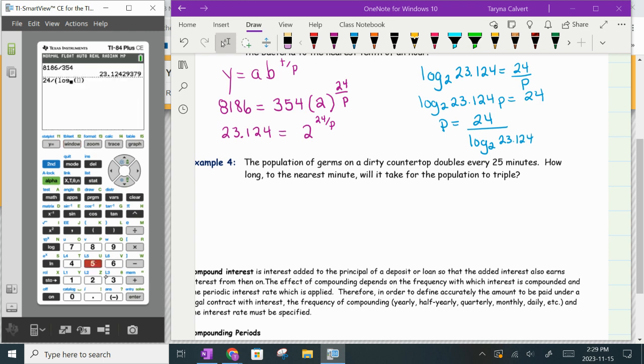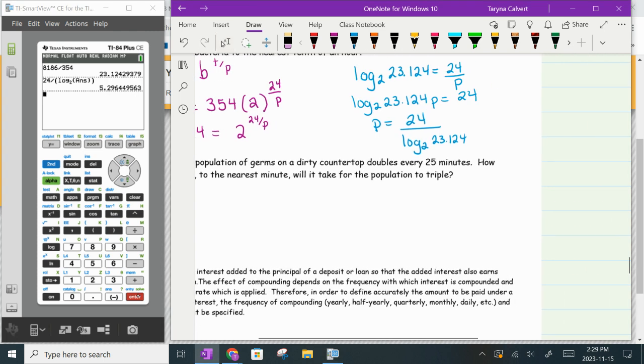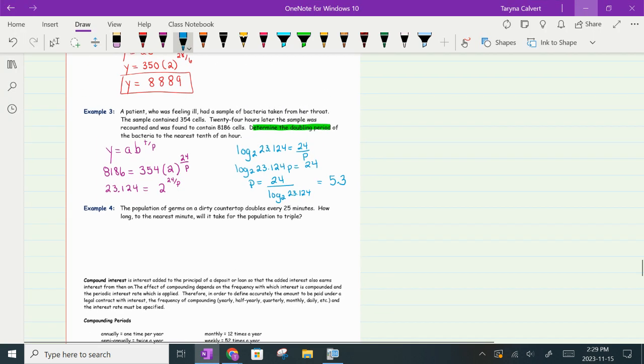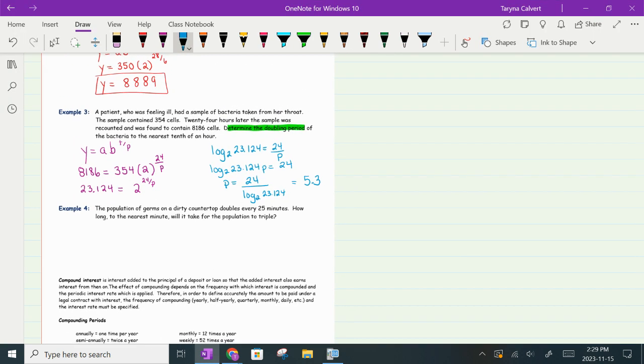Right, so divided by log base 2 of that answer. So I put the full decimal in there. So did you guys get 5.3? Yes, 5.3. Okay, good. And hours. Put our units. It did say nearest 10th. And we started in hours, and they wanted our final answer in hours, so I don't have to do anything fancy.